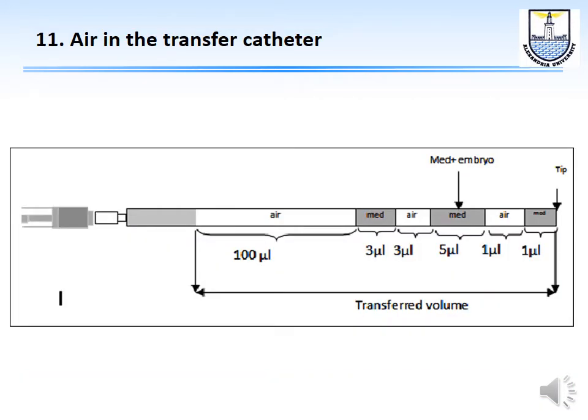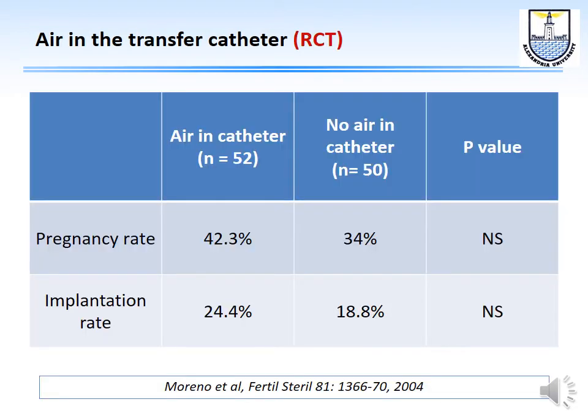What about having air in the transfer catheter as I described before? As you can see here, there are three drops of medium. The middle drop contains the embryos, and there is a proximal one and there is a distal one. And between these three drops of medium, there are two air bubbles. Is this good or bad? Does it make a difference? The short answer is no. Airing catheter versus no airing catheter: no difference according to this randomized controlled trial.